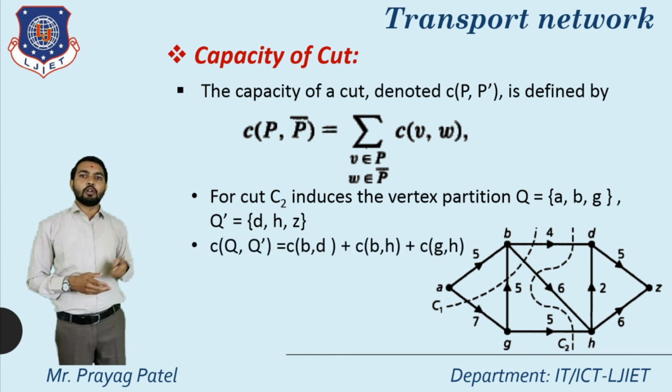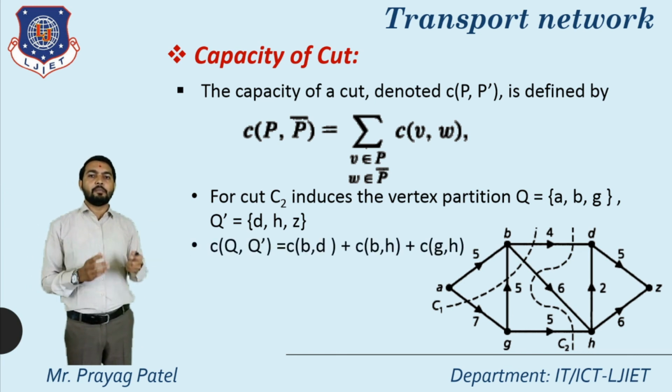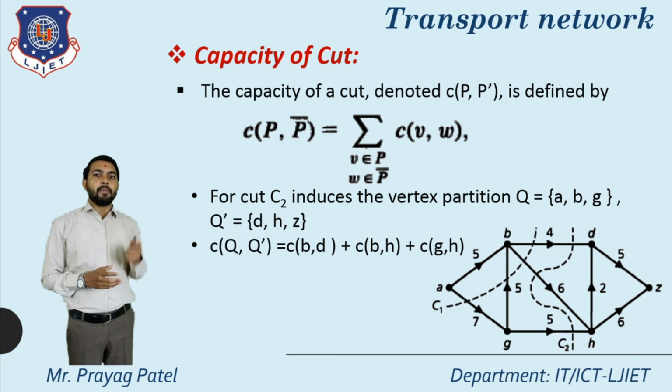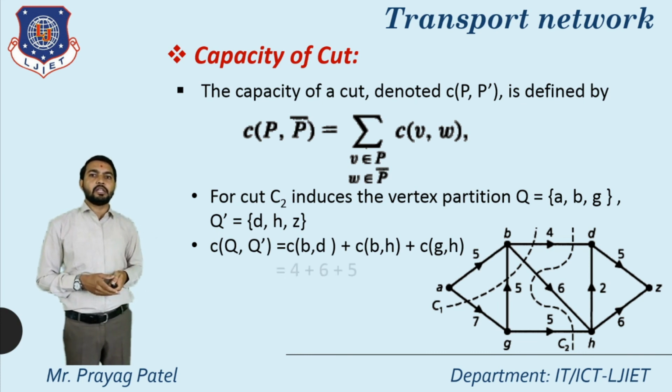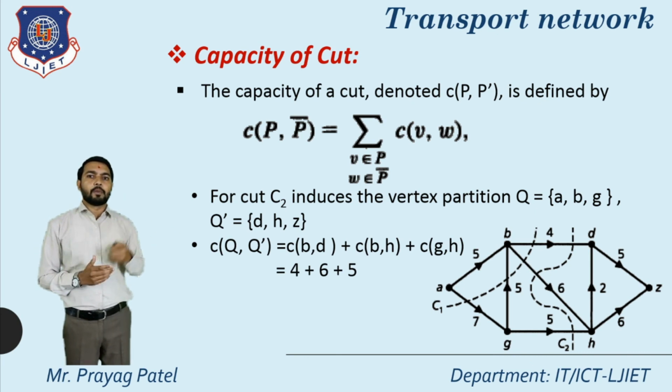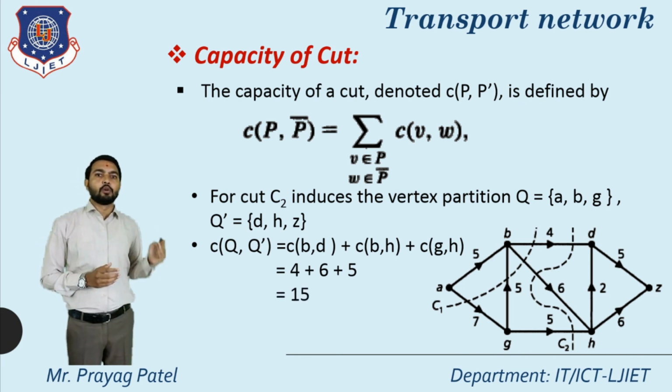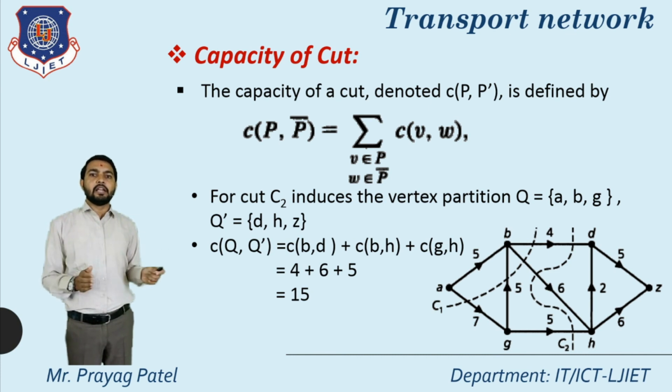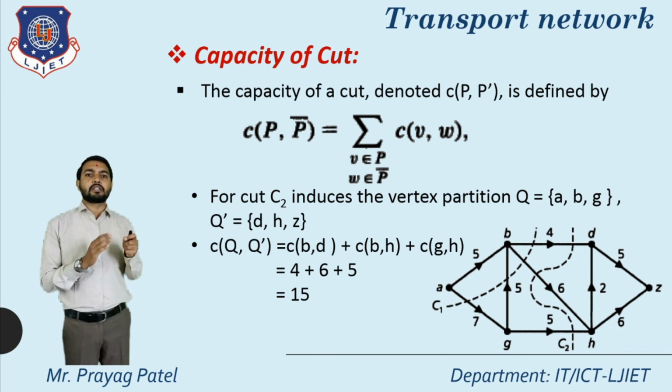In this network also we calculate the capacity of the cut. The capacity of this cut C2, C of Q, Q dash, equals C of BD plus C of BH plus C of GH. The capacity of these three edges is 4 plus 6 plus 5, total equal to 15. So if we remove these edges, we divide the network into two parts and the capacity of this cut is equal to 15.